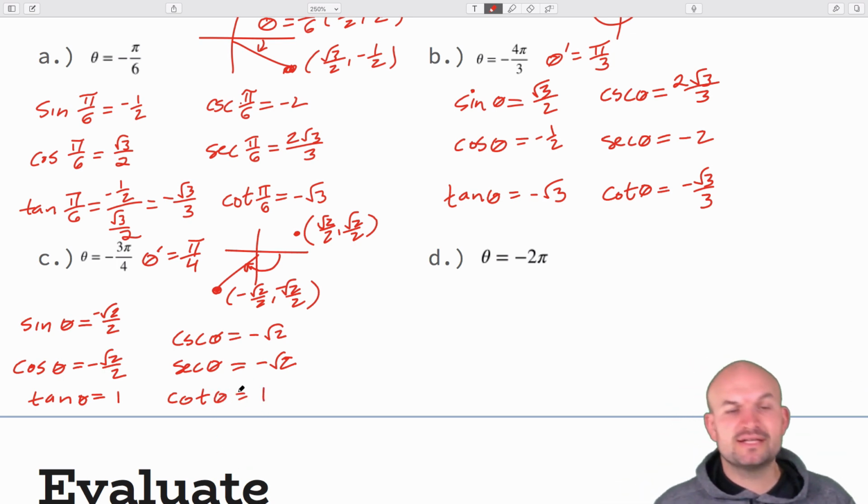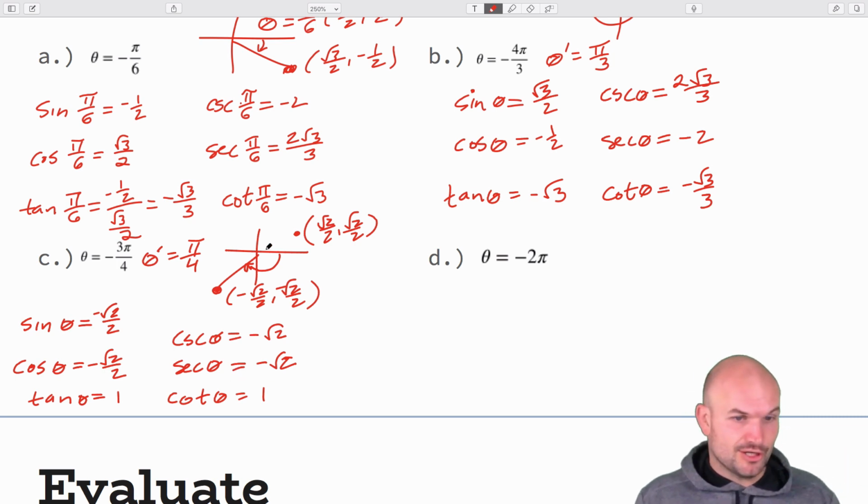So again, these are ratios that we've already simplified earlier. The only difference now is, you can see they're in the 4th quadrant, so we just want to make sure we have the correct signs.